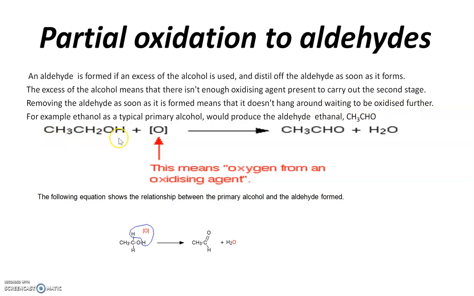For example, ethanol is oxidized to ethanal and water. This O means oxygen from an oxidizing agent. So what you will observe in oxidation, as you all know, oxidation means addition of oxygen and removal of hydrogen. So here two hydrogens, one from the OH group and one from the OH-bearing carbon, will both be removed and they will form aldehyde.